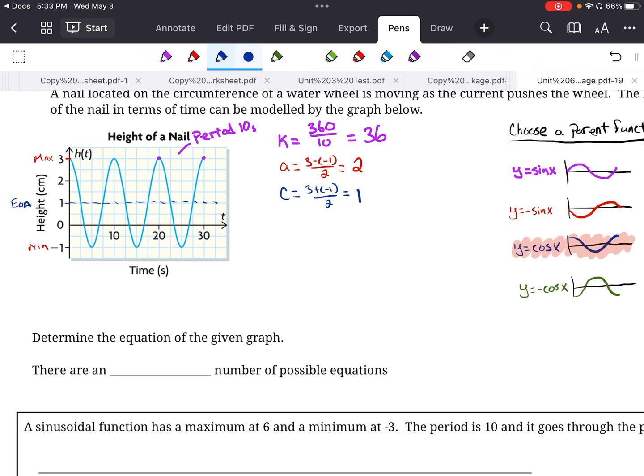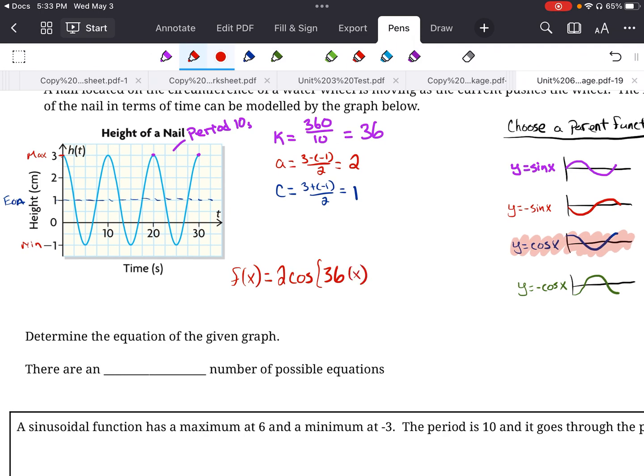Okay, good. So we can put some of this together into an equation. So we have f(x) equals, we know our a value is 2. We chose a parent function of cos. Okay, our k value is 36. There is no phase shift because when the time is at 0, we're starting at our maximum. So we'll just leave it as x, and the EOA is 1. So there is an equation for this graph.